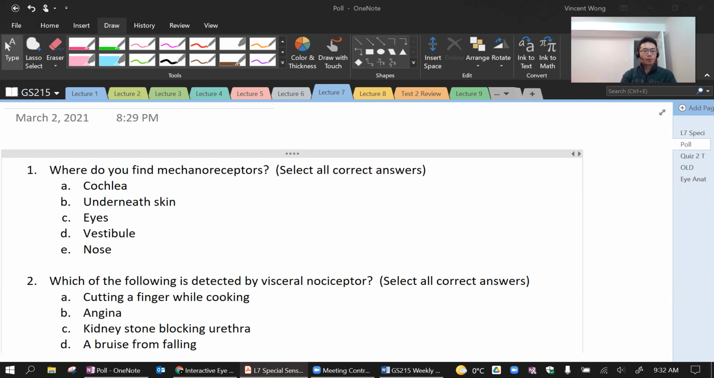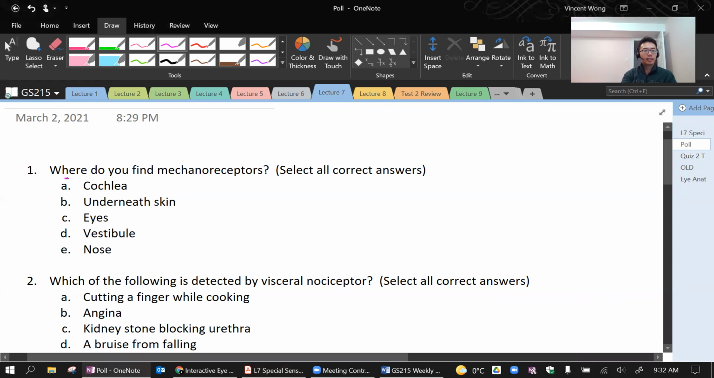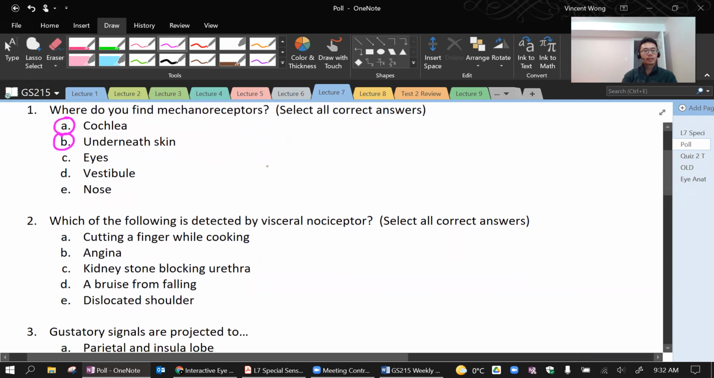So the correct answer would be in the cochlea, which is the inner ear. That's for, you know, if you rotate your head, you feel that, that's mechanoreceptor. And also underneath the skin, right, for feeling pressure. Okay, next one.